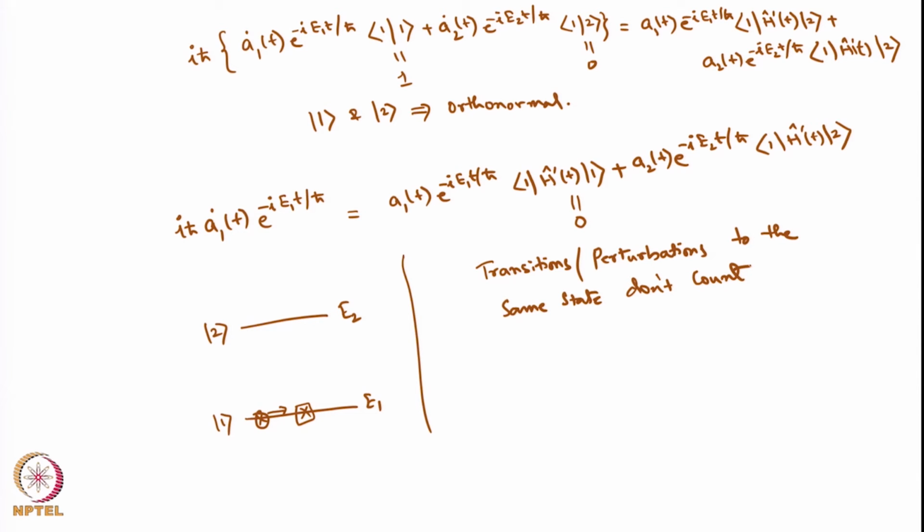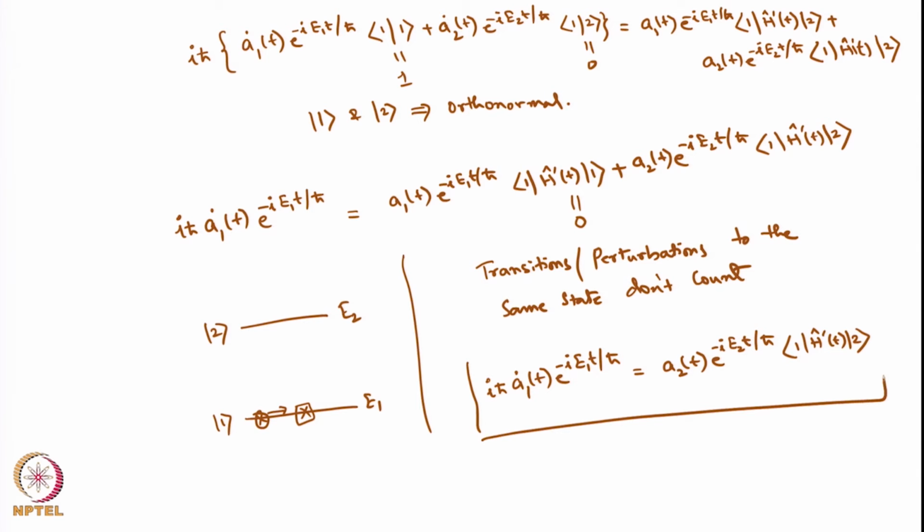Now in such a scenario your first term is gone. So what you get is iħ A1 dot t e to the power of minus iE1t by ħ equals A2(t) e to the power of minus iE2t by ħ ψ1 H'(t) ψ2. Okay. So that is one equation that we will get.